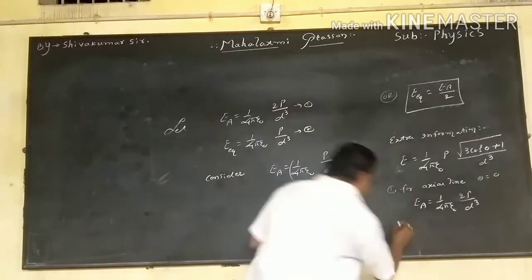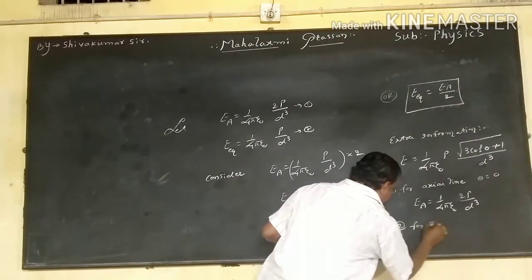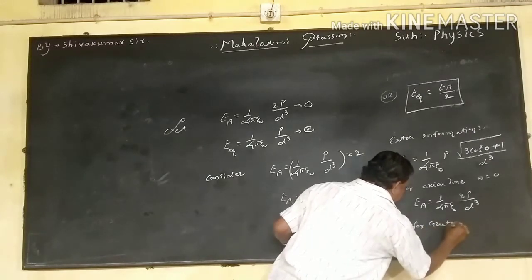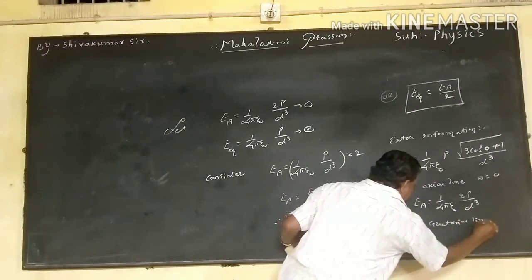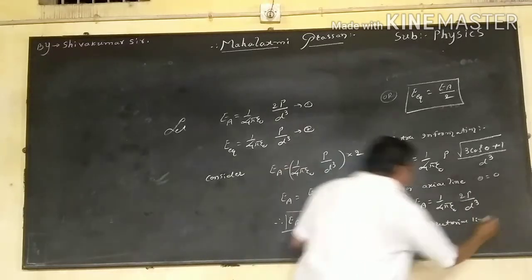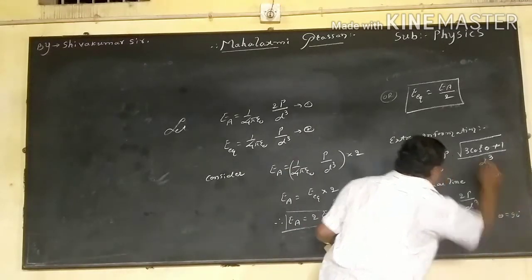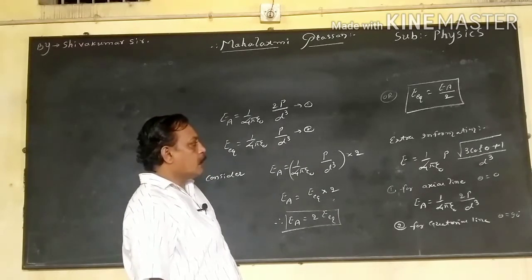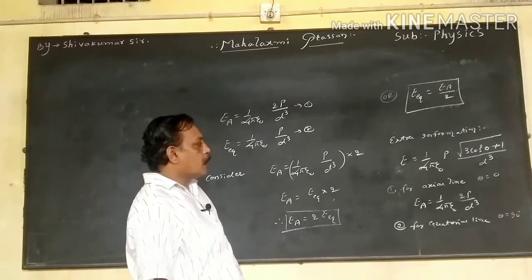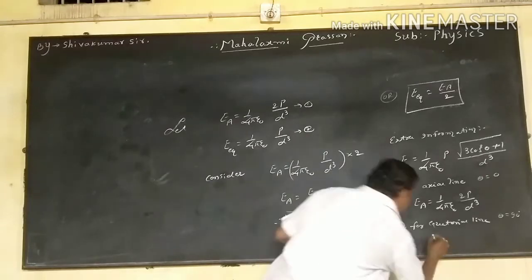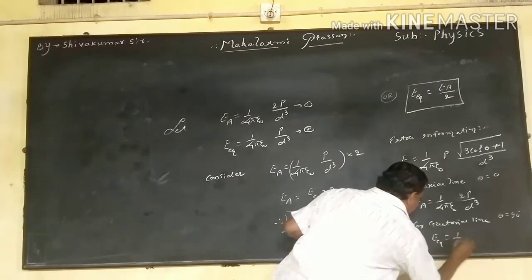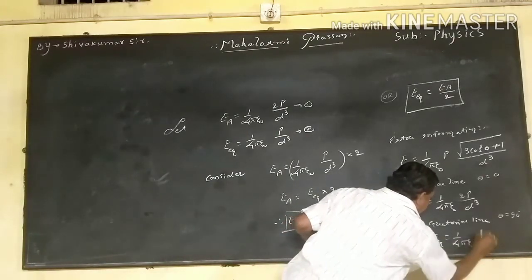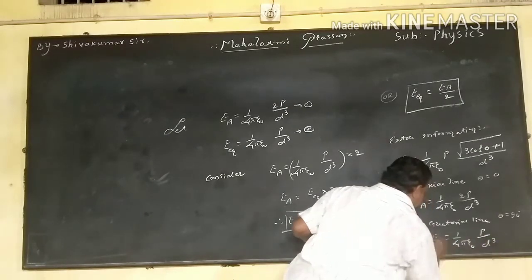If I take the equatorial line, for the equatorial line, what is the theta here? Equatorial line, theta equals 90 degree. What is cos 90? 0. Right? 3 into 0, 0. 0 plus 1, 1. Under root of 1 is 1. That is the equation. Electric intensity on the equatorial line is 1 divided by 4 pi epsilon naught, P by d cube. Correct? These are the equations.